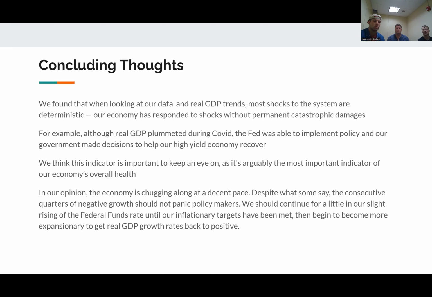So now we're just increasing the federal funds rate by much smaller amounts than we were before, which shows that we're getting to a good spot with our inflationary targets. But then I think we can become even more expansionary, begin to lower rates once this inflationary target has been hit, so we can get those GDP growth rates back to the positive spot where we want them.